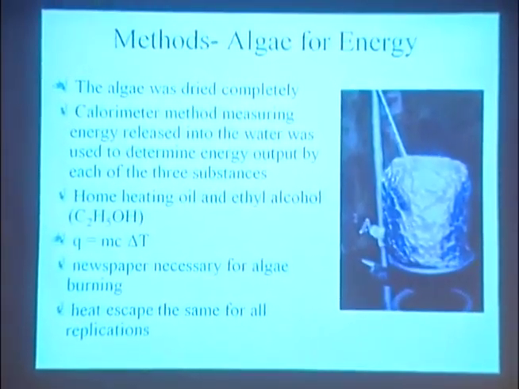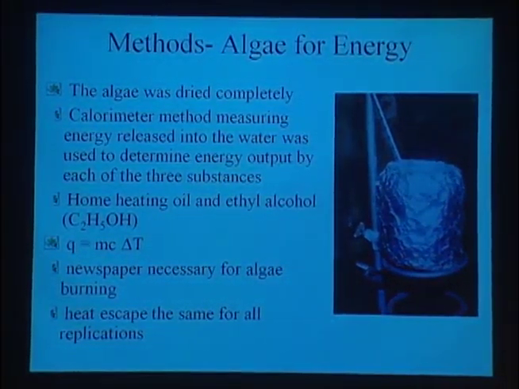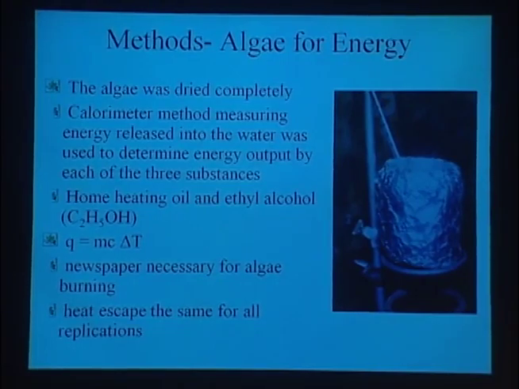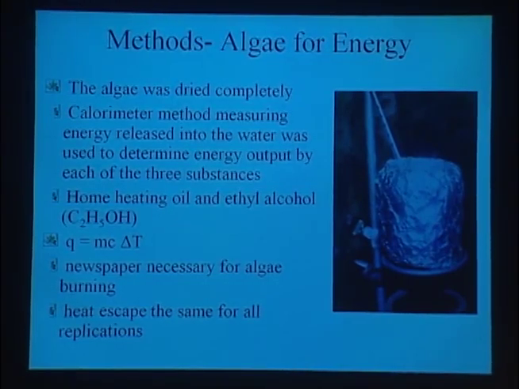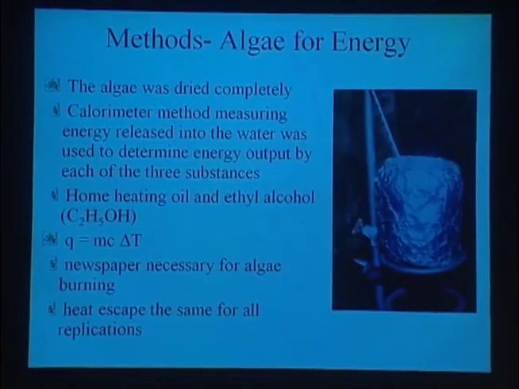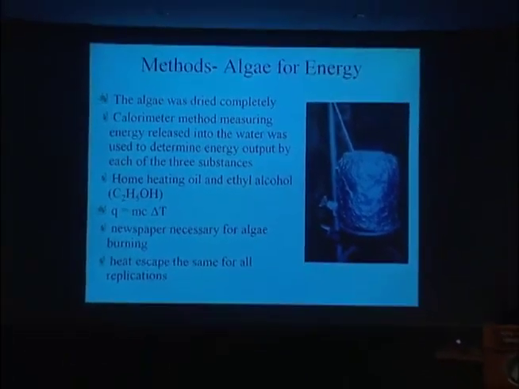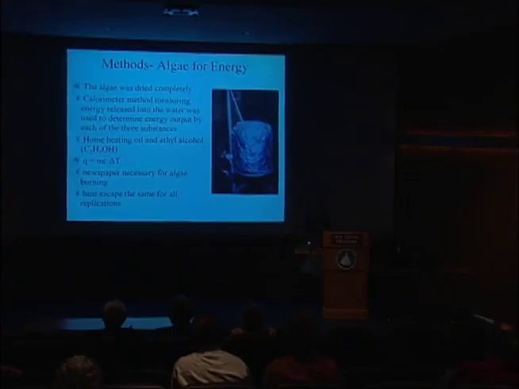To find how much energy something can produce, you can use the equation Q equals MC delta T, which, if you are familiar with chemistry, where Q is the heat of the reaction, M is the mass of the substance, C is the specific heat, and delta T is the change in temperature. The way you measure this is with a calorimeter. This is the calorimeter I made. It's just a tin can with some fiberglass insulation around it and some tin foil to help hold the heat in so that you don't lose any heat.